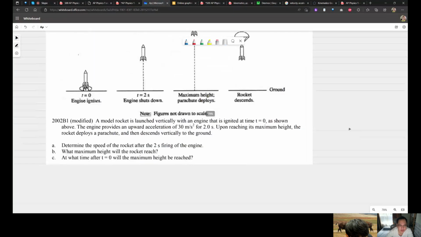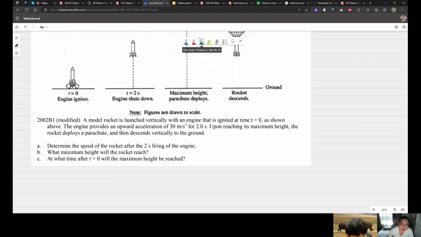Okay, firstly, it was provided an acceleration of 30 meters per second squared, but the acceleration remains only for 2 seconds. This is like a toy, not an actual rocket, okay? An actual rocket can fly like 30 minutes and escape the Earth, but here only 2 seconds. So the velocity of this rocket after 2 seconds, or at 2 seconds, okay?